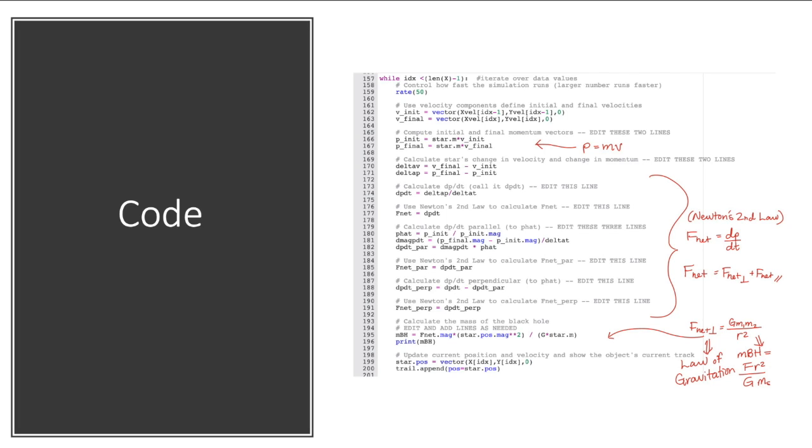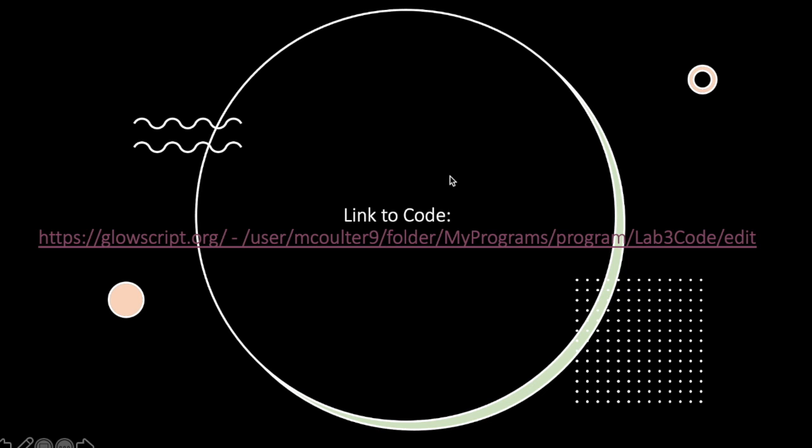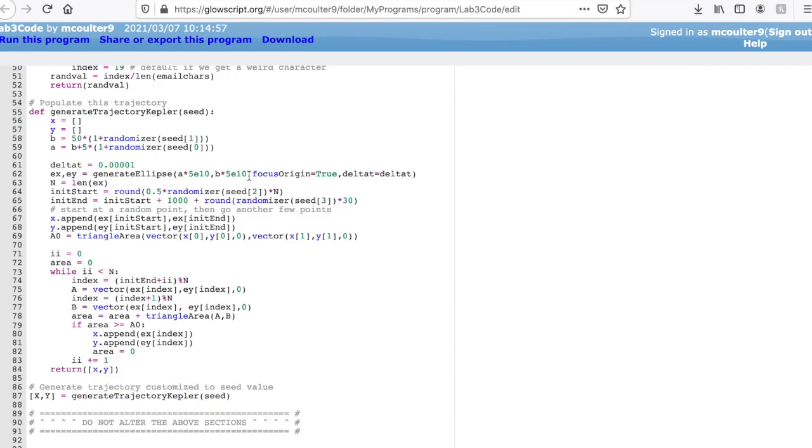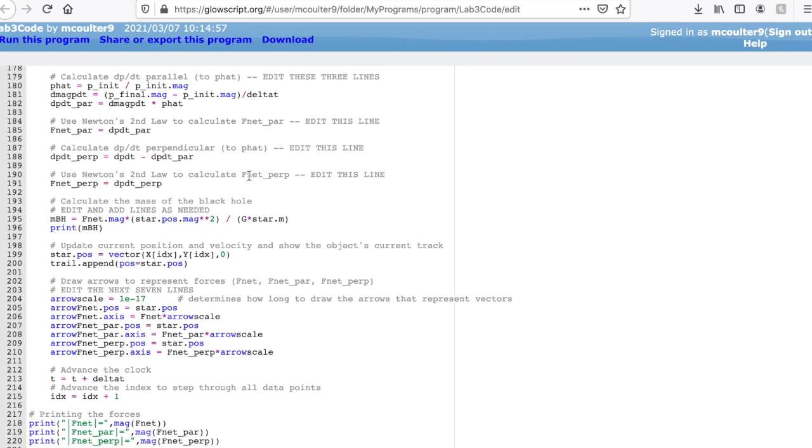Newton's second law. As I stated before, we have to break down the net force into parallel and perpendicular components. The next few lines are a reflection of that. And finally, on line 195, I define the mass of the black hole by rearranging Newton's law of gravitation. Here's my code, and at the bottom you can see how I configured my force arrows, and now I will run the simulation.